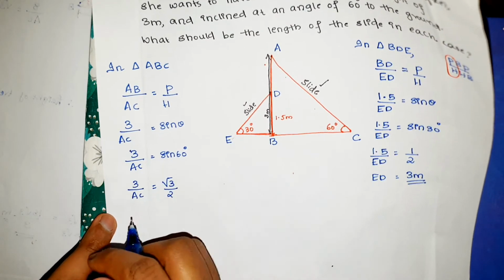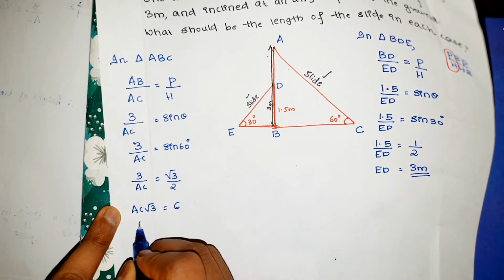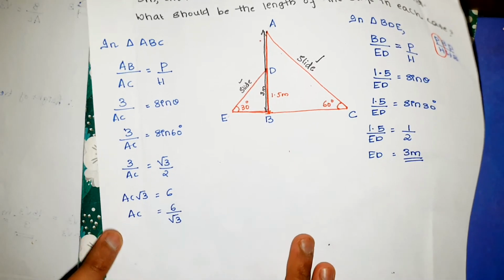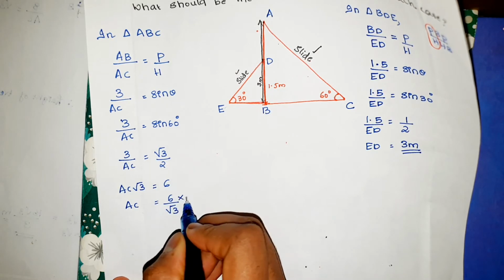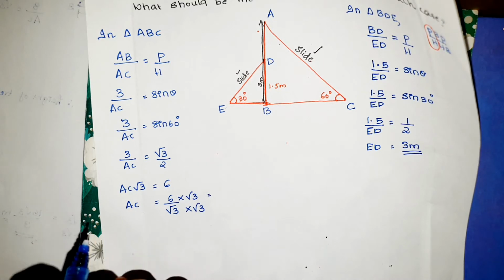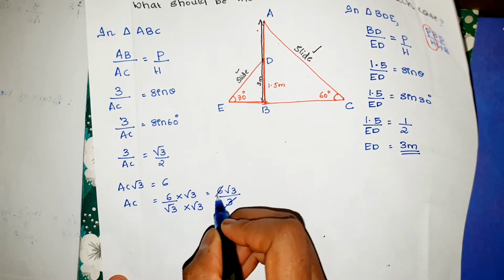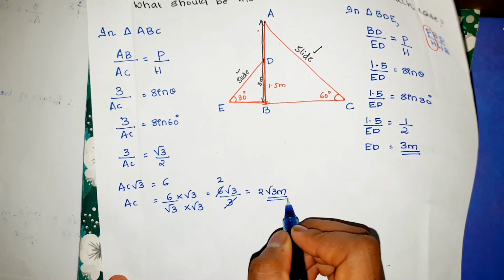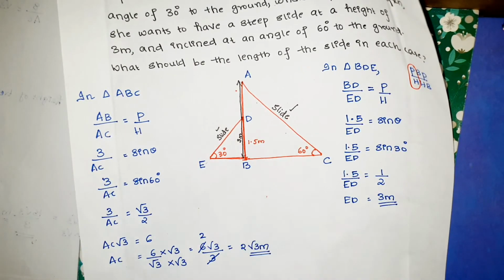I am going to cross multiply. AC root 3 is equal to 6. So AC is equal to 6 by root 3. At the denominator it is an irrational number, so we are changing it. I am multiplying root 3 in numerator and denominator. So my answer is 6 root 3 by 3. I can cut this 3 and 6. So my answer is 2 root 3 meter. Okay, students, so we got the value of AC and ED.